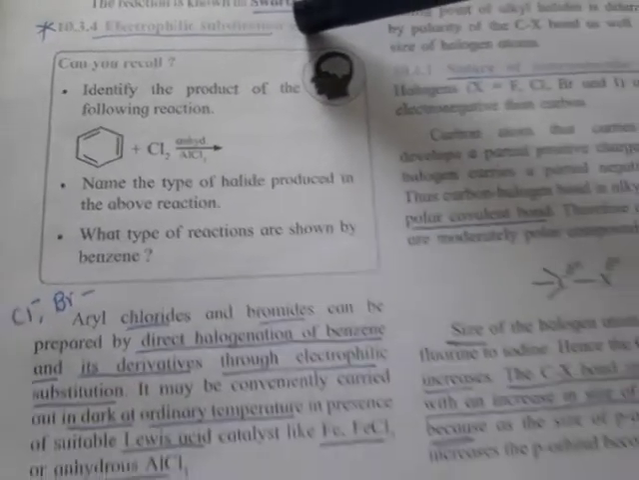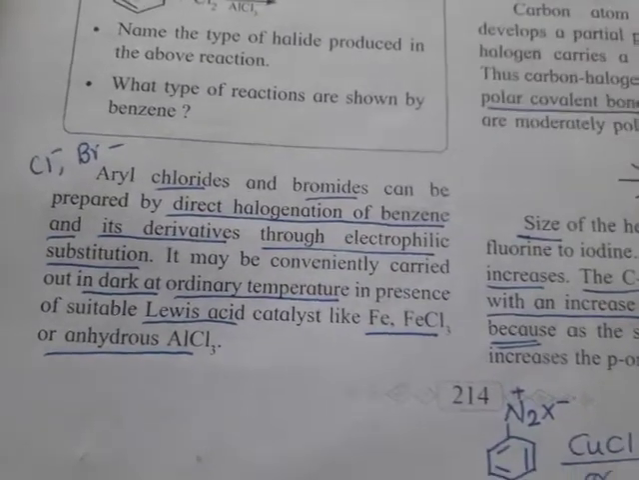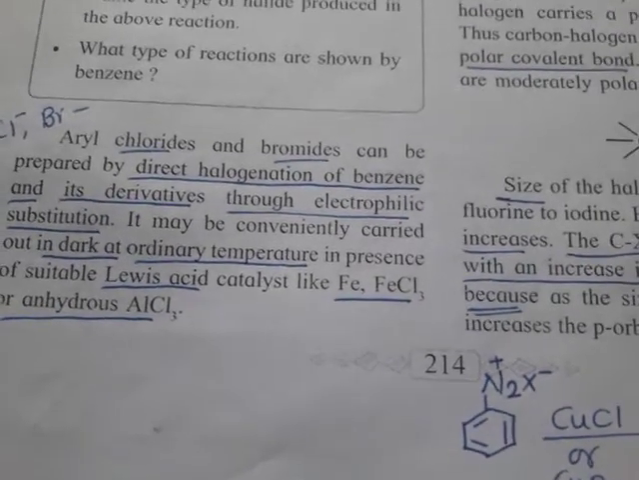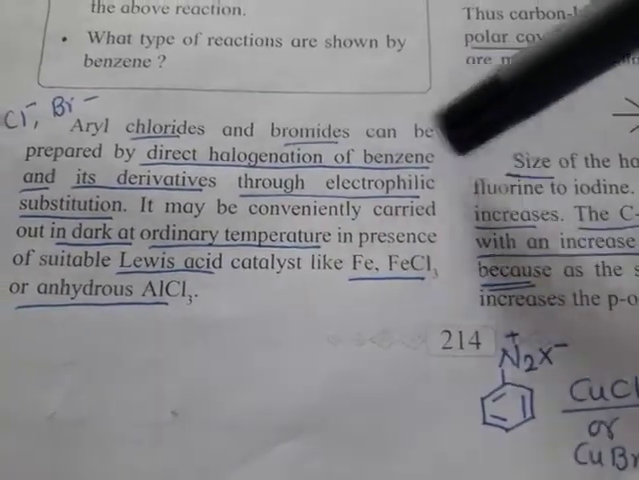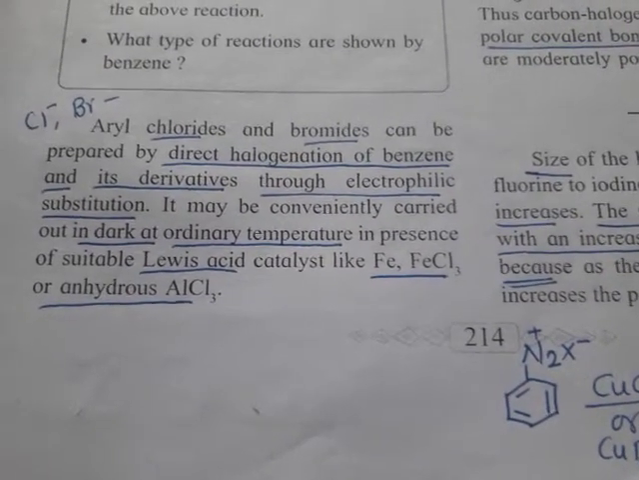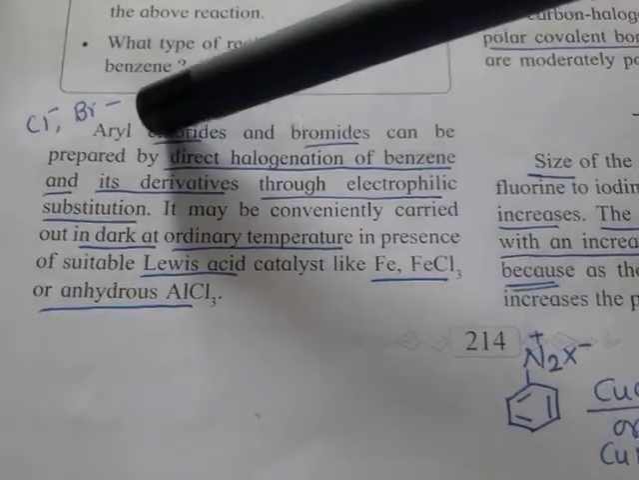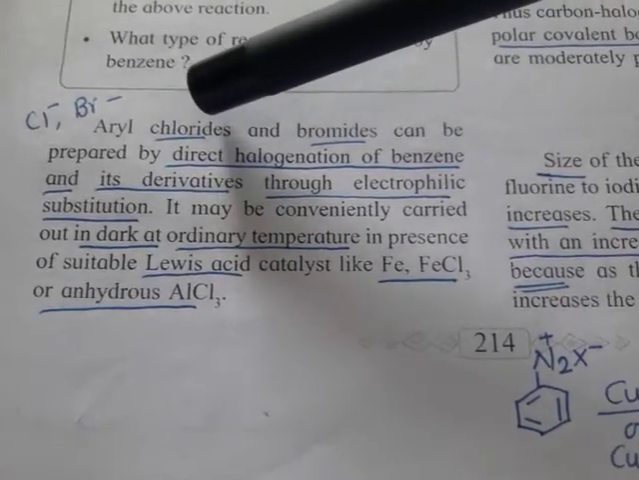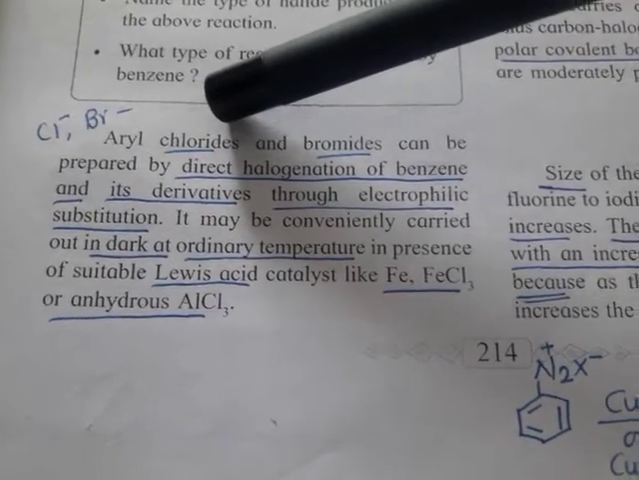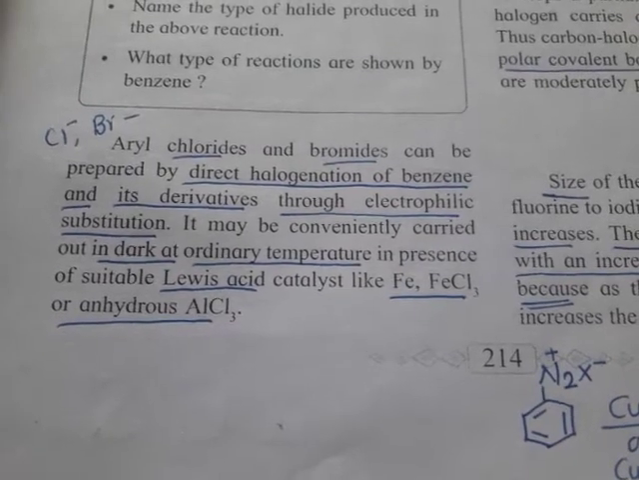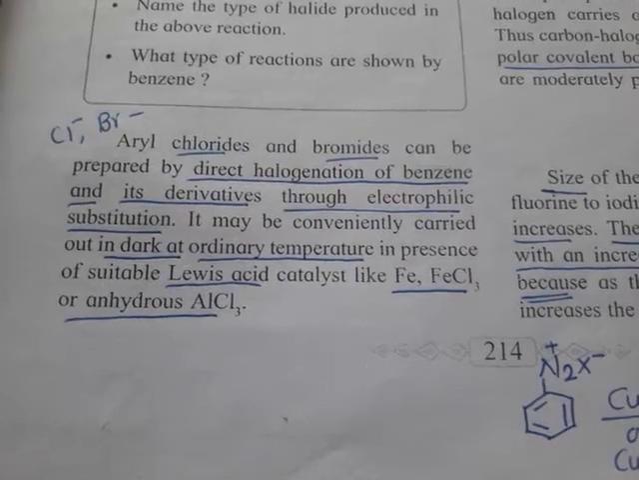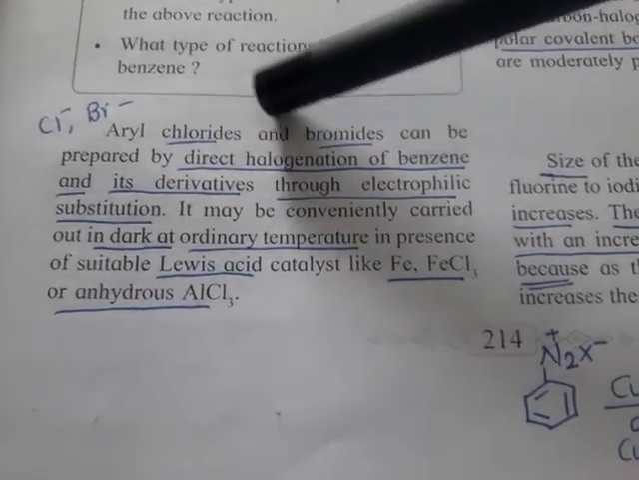So here they have discussed only one reaction, and that is halogenation of benzene and its derivatives. They have given it in two paragraphs. One is chlorination and bromination of aromatic substances, benzene and its derivatives, and in second para they have given iodination and fluorination of aromatic substances. So first we will discuss chlorination and bromination.